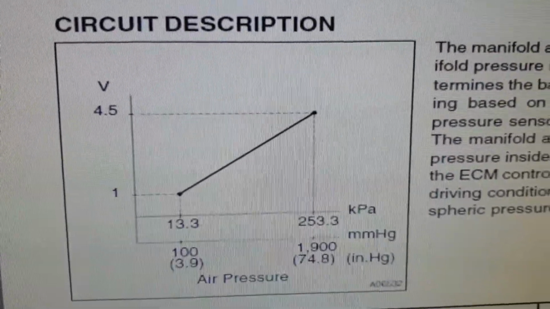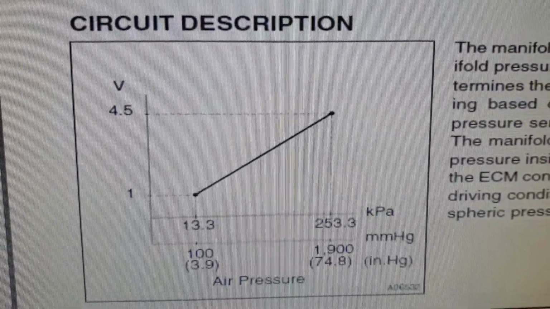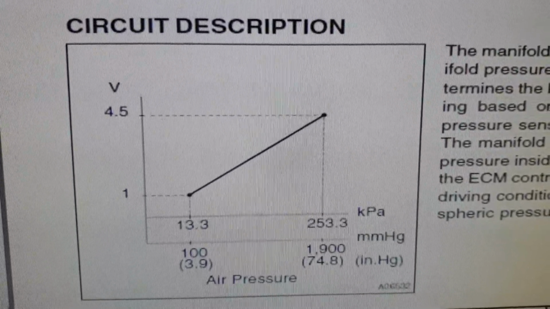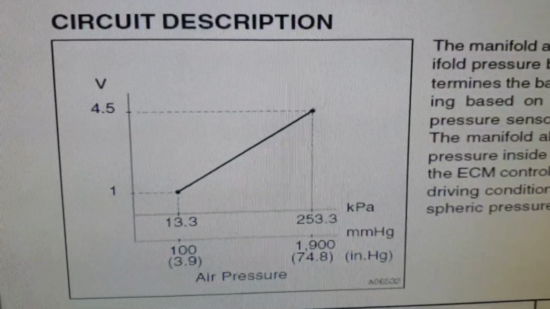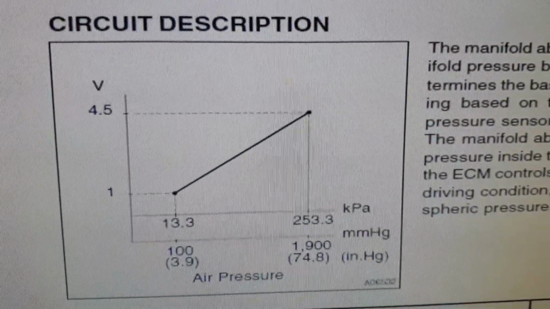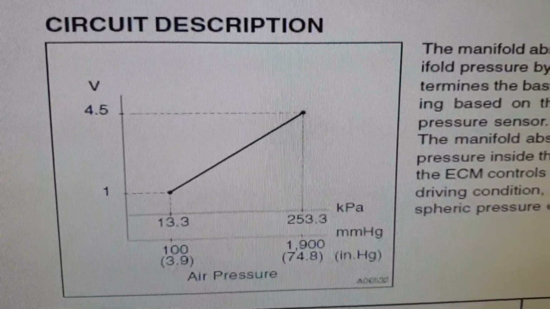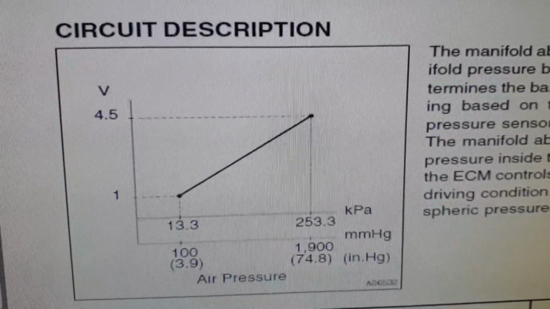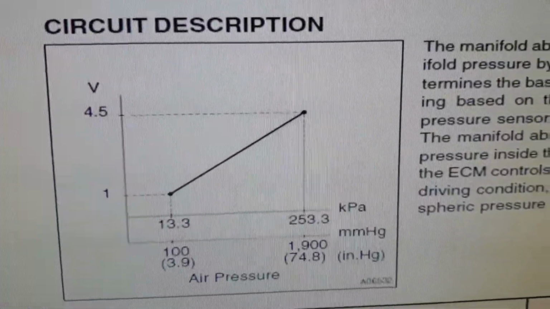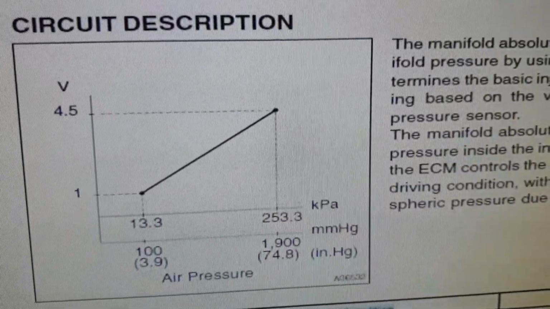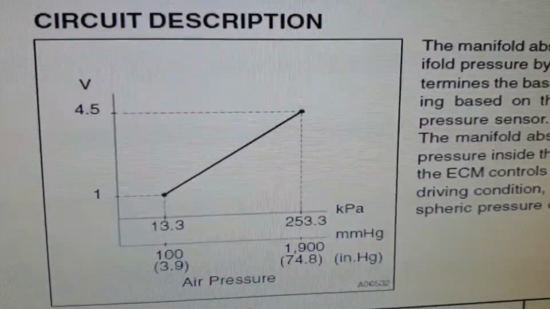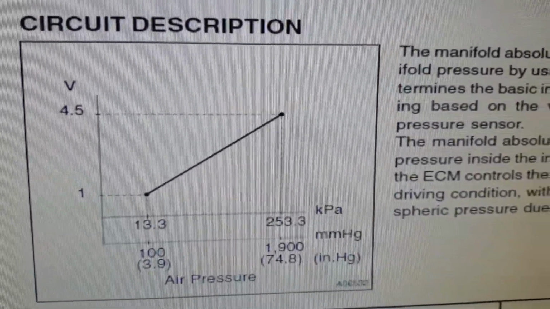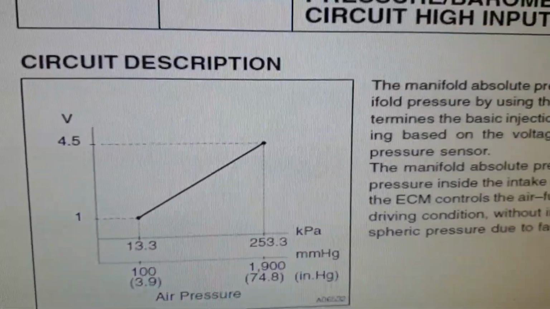So at maximum, when the manifold absolute pressure reaches 253.3 kilopascal, which equals approximately 2.5 bars or 36 psi, the output signal voltage of the manifold absolute pressure sensor would be 4.5 volts.